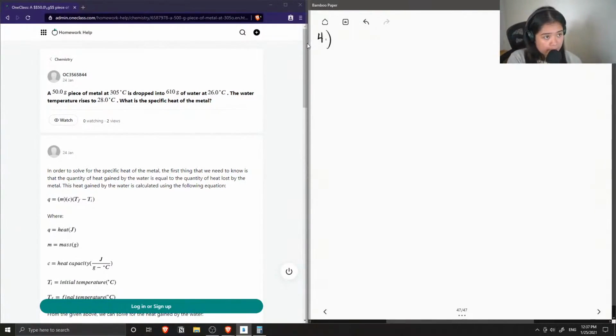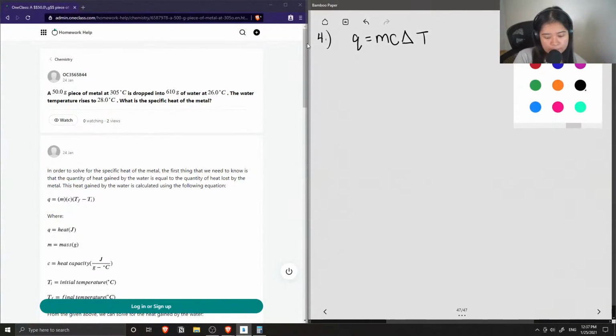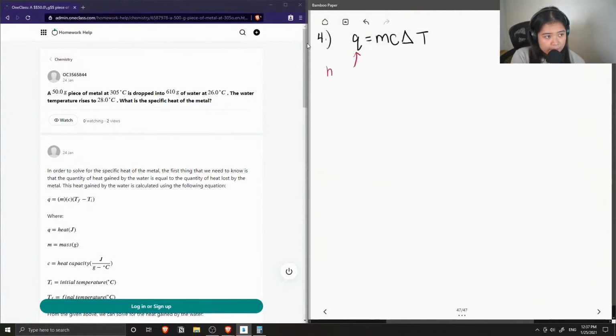So to answer this question, we're going to be using the following equation where Q is equal to mcΔT. So let me define what each variable means. Q is like the heat of the reaction, and it can be in joules or kilojoules, depending on what is given in the question.